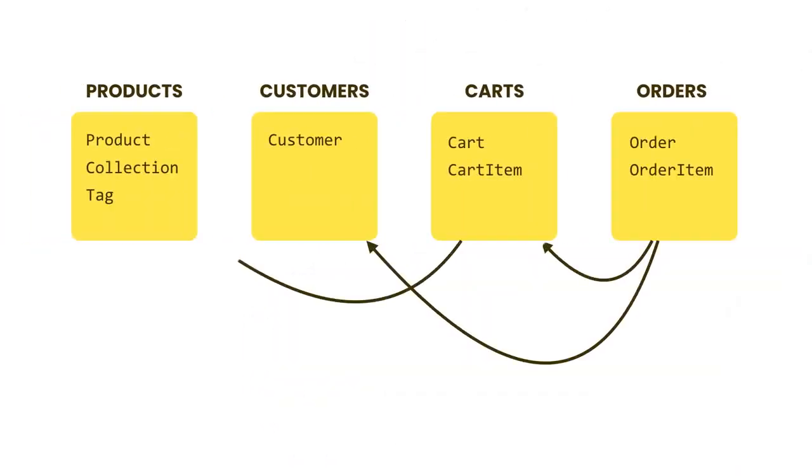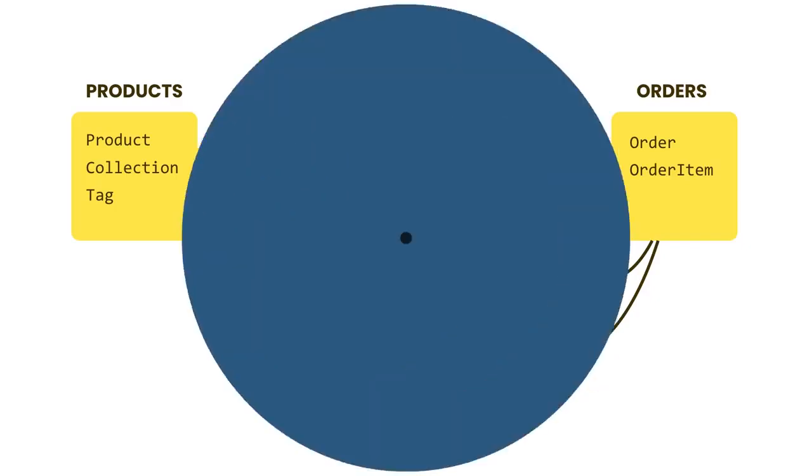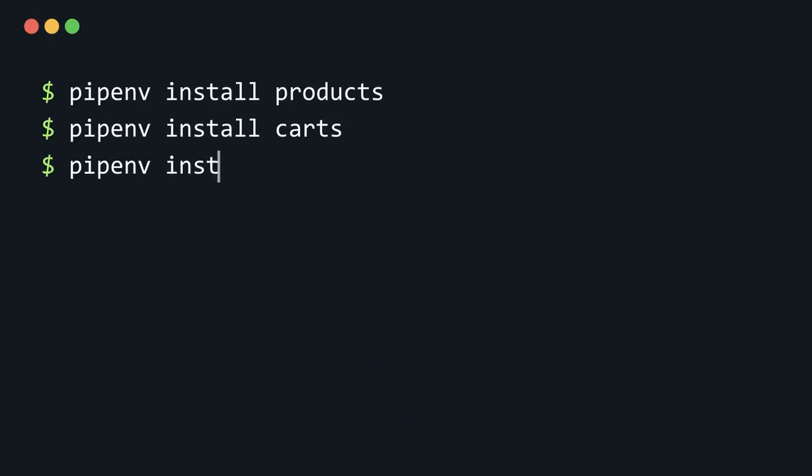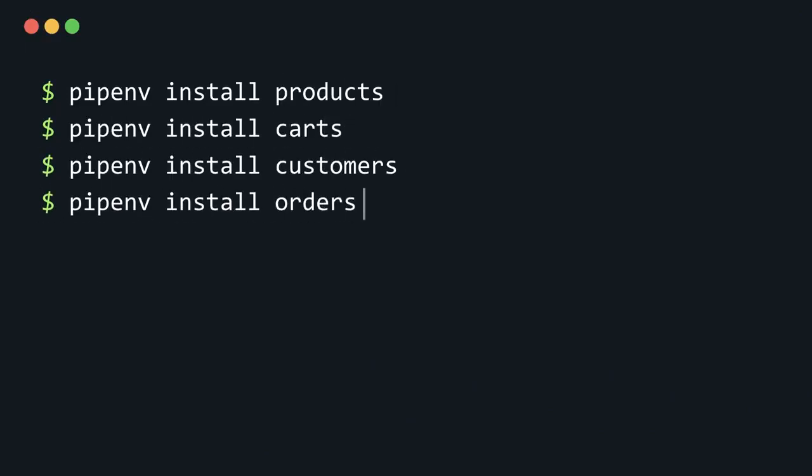Look at the coupling or dependency between these apps. The orders app is dependent on the shopping cart app, which is dependent on the products app. So next time we're working on an e-commerce project, we'll have to install all these apps one by one. First, we have to install the products app, followed by the shopping cart app, the customers app, and the orders app. Ideally, each app should be self-contained so we can easily drop it into a new project.